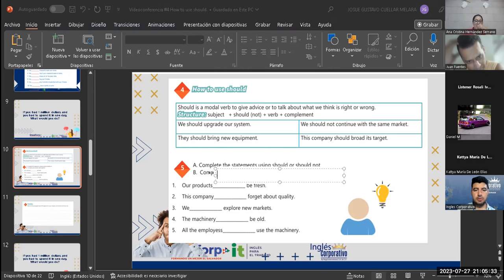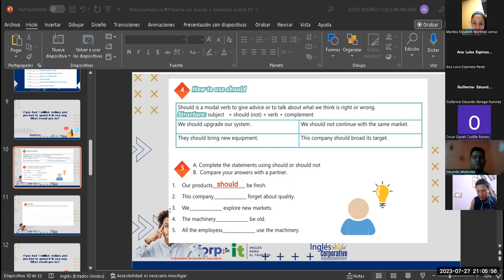Our products should be fresh. Definitely, yes, especially if you work with food, if you work with something that is from first need. Thank you. Our products should be fresh. Imagine a restaurant, supermarket, all those things. Okay, here we have from 2 to 5, we can have Eduardo and then David.